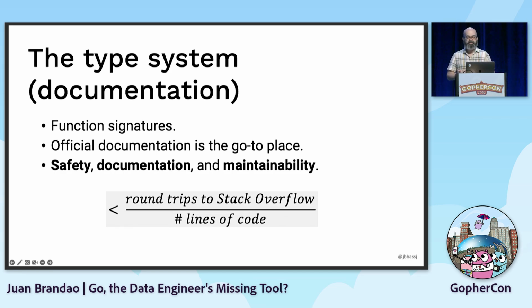Now, they see the value in safety, documentation, and maintainability that types bring. And we notice because they are using them even in prototyping code. With all of this, we saw collectively that the ratio of trips to Stack Overflow per lines of code decreased as well, assuming this was an official metric of productivity.